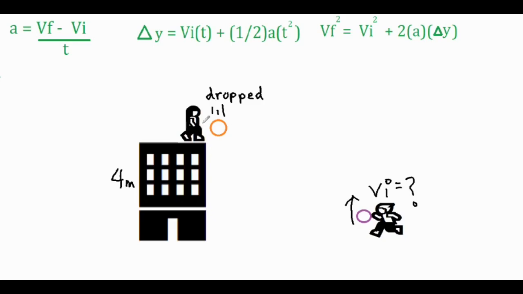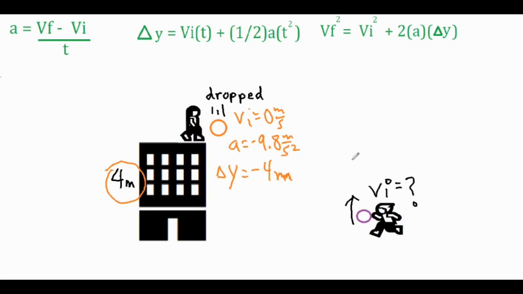variables. So if we take a look at our orange ball, if it's dropped, we know the initial velocity is 0 meters per second. We know that the acceleration due to gravity is negative 9.8 meters per second squared. And we know the delta y because of the 4 meters of the height of the building. So we're going to call the delta y negative 4 meters because it has been displaced downwards 4 meters from its original position. Now, if we take a look at the second person, we're looking for their VI.